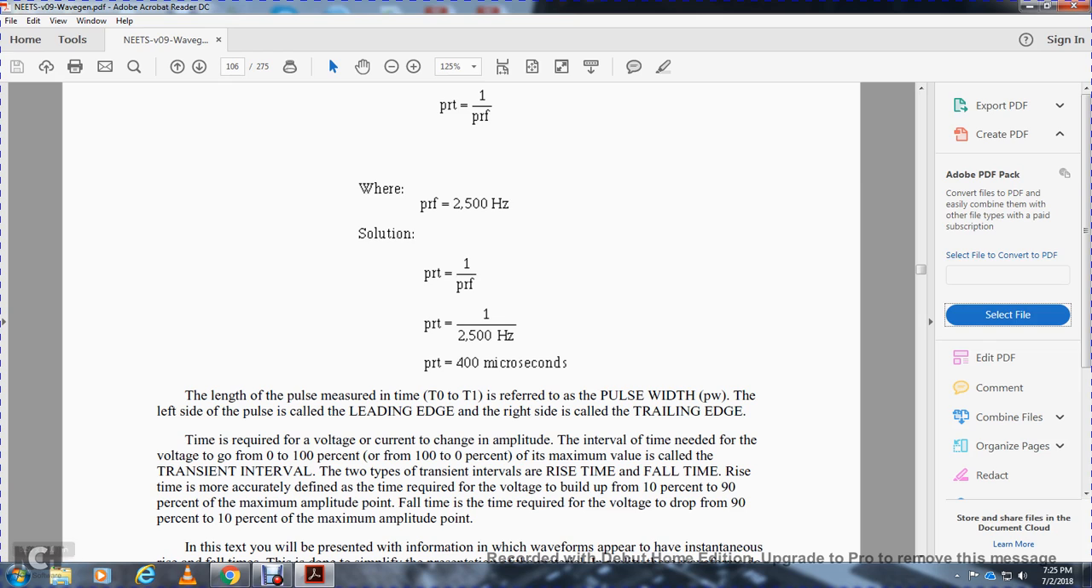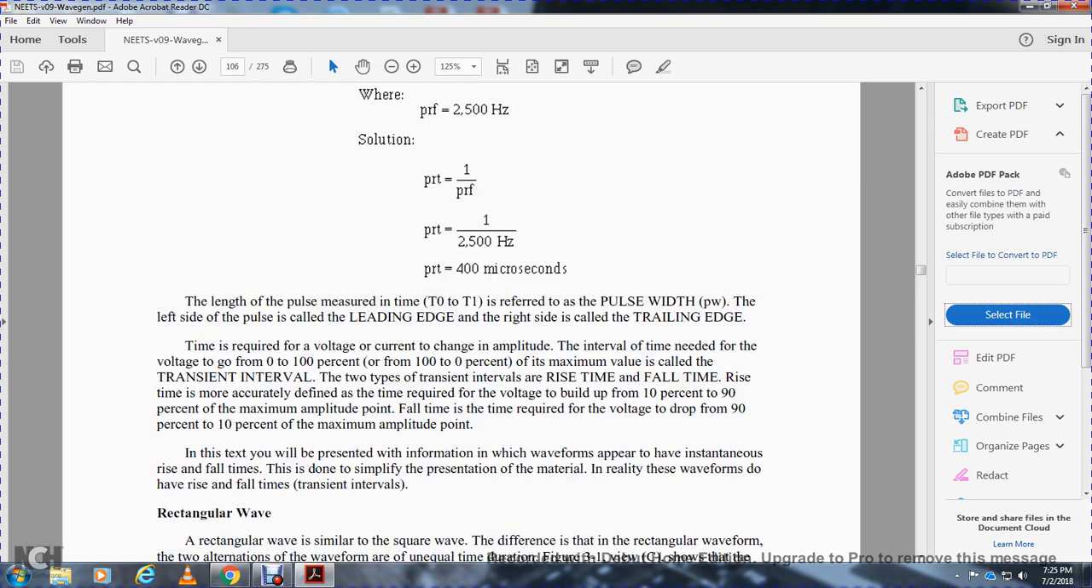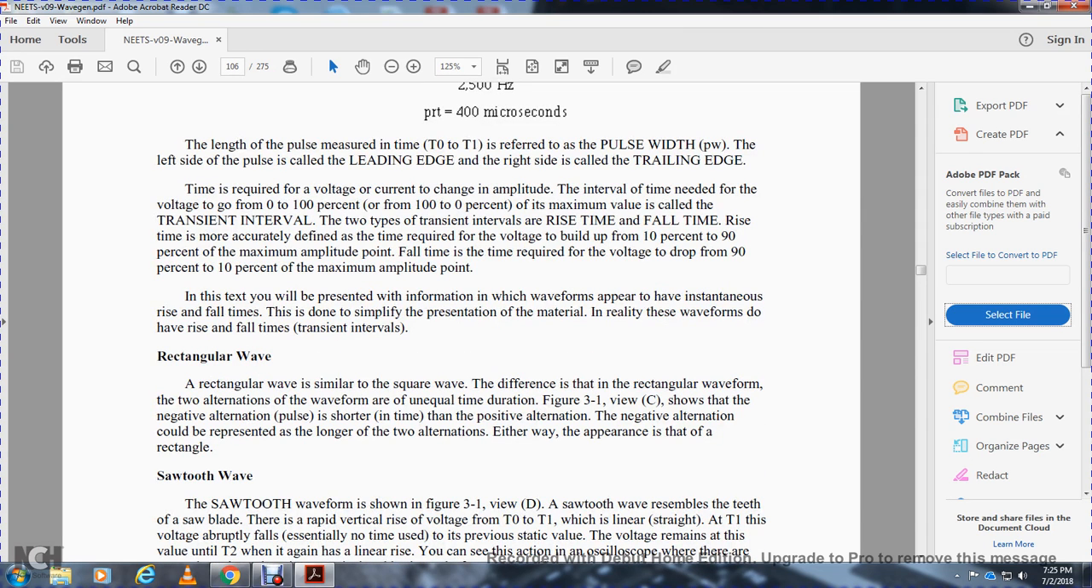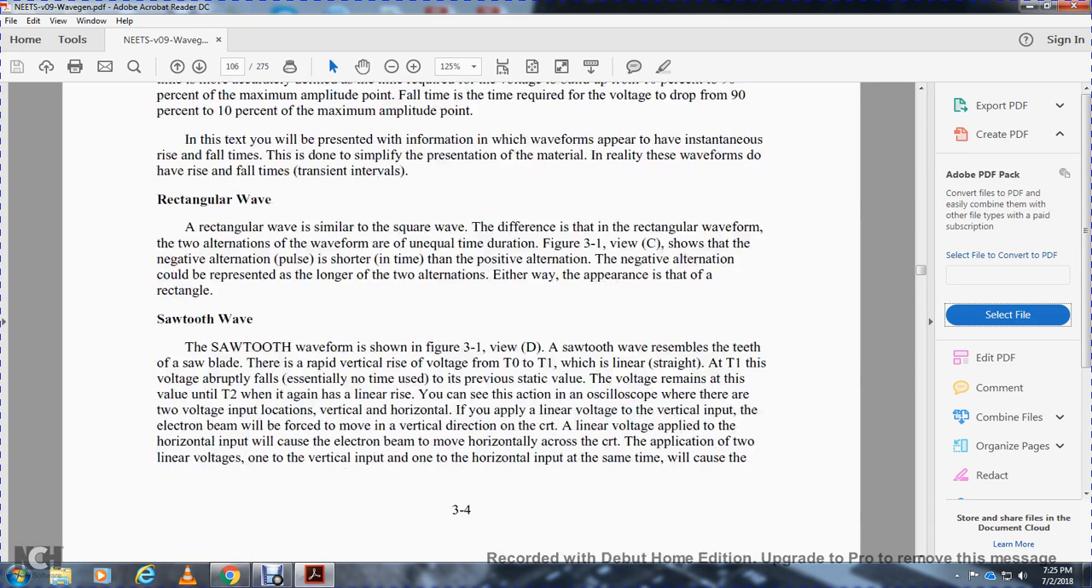The two types of transition intervals are rise time and fall time. The rise time is more accurately defined as the time required for the voltage to build up from 10% to 90% of the maximum amplitude. The fall time is the time required for the voltage to drop from 90% to 10% of the maximum amplitude. In the next text, you will be presented with waveforms that appear to have instantaneous rise and fall times. This is done to simplify the presentation of the material. In reality, these waveforms do have rise and fall times, or transition intervals.